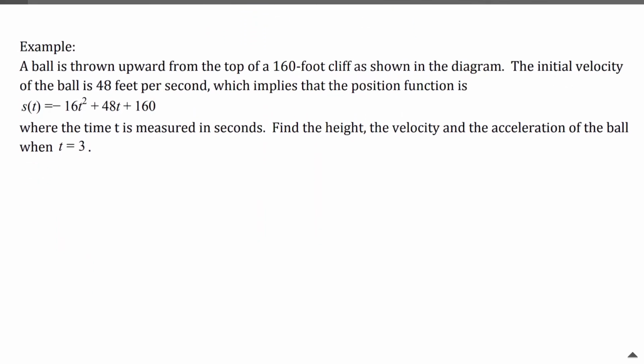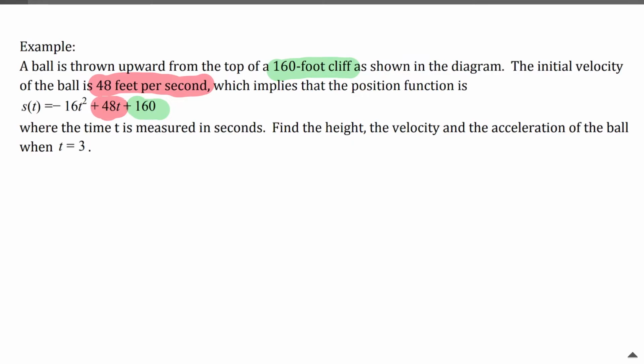So first thing for you guys to see is here's an example where we have a ball being thrown upward from the top of a 160-foot cliff. Notice the 160 in our equation right here. With an initial velocity of the ball is 48 feet per second, and there's our 48 feet per second in our equation. And so we get this position function.